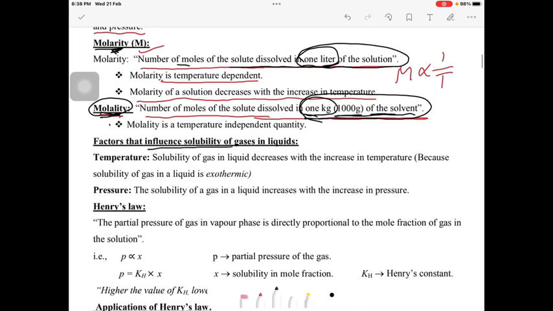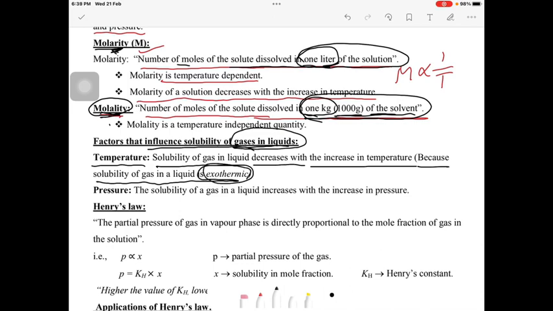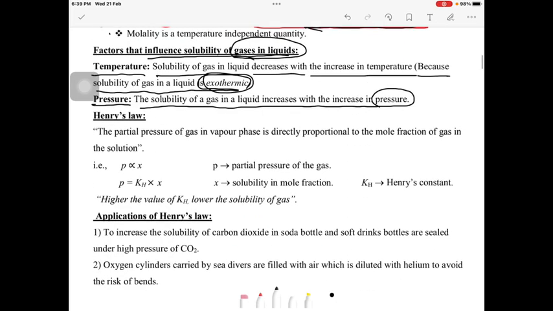Factors influencing the solubility of gases in liquid. First one is temperature. Obviously, the solubility of a gas in liquid decreases with increase in temperature, because the dissolution of a gas in liquid is exothermic. Pressure: the solubility of a gas in liquid increases with increasing pressure. Solubility is directly proportional to pressure.